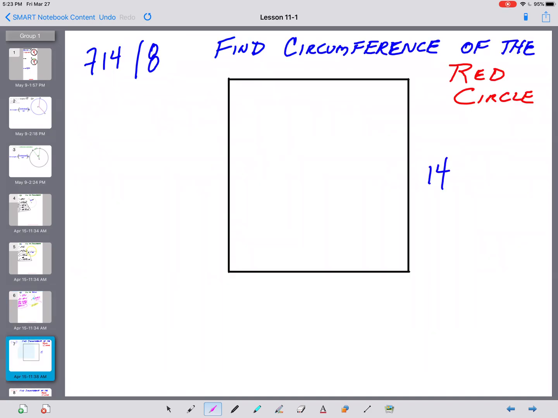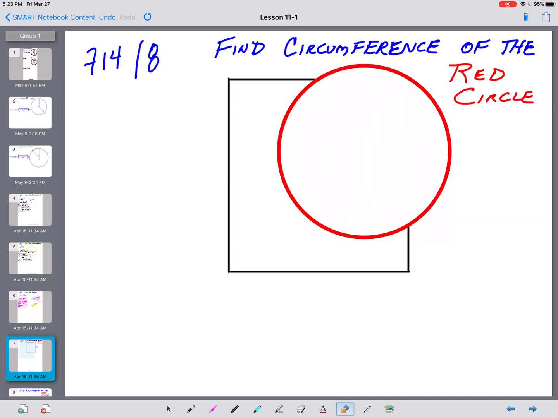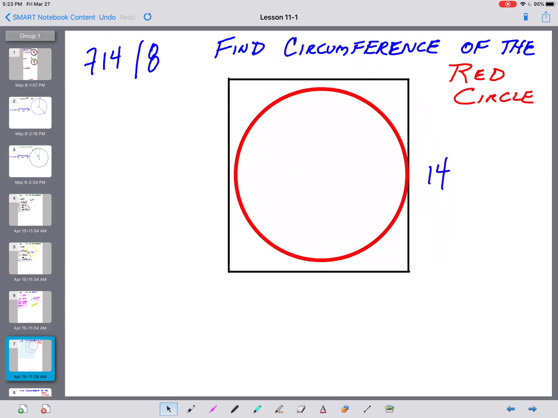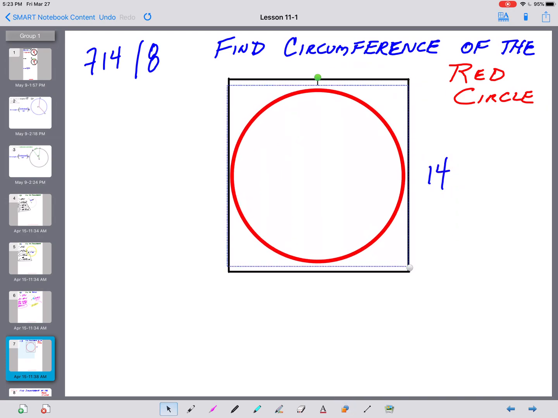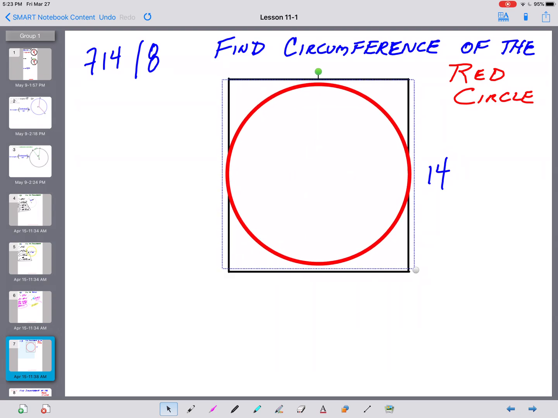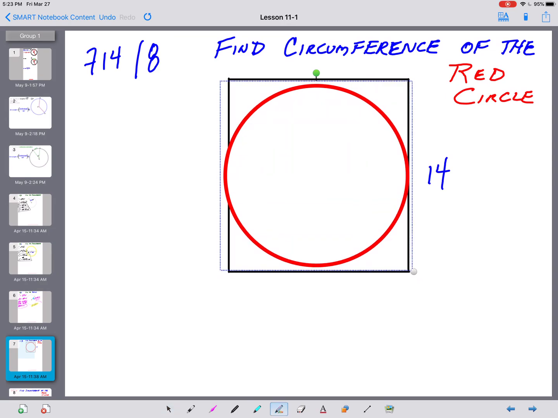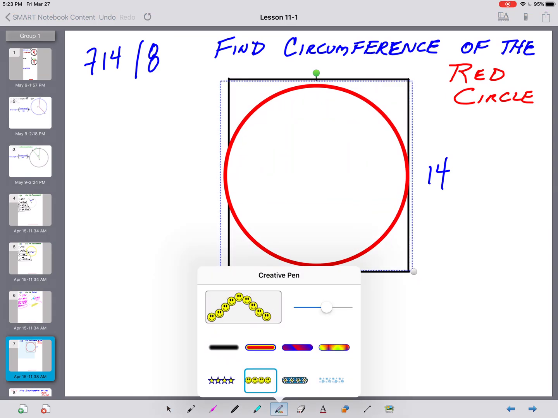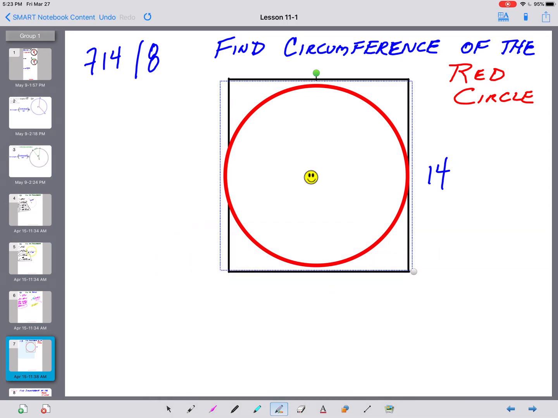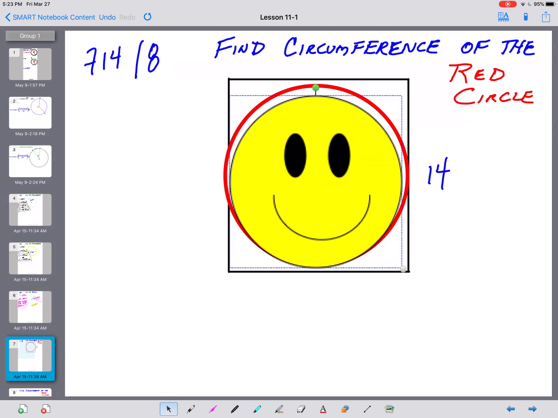The next one says find the circumference of the red circle. Where's the red circle? Here we go. Let's get a circle in there. Here it is. There we go. Let's make it a little bigger. Okay, make that guy bigger. There you go.